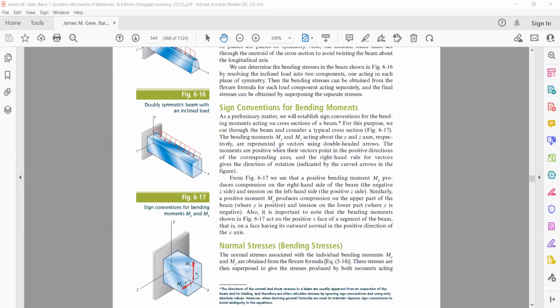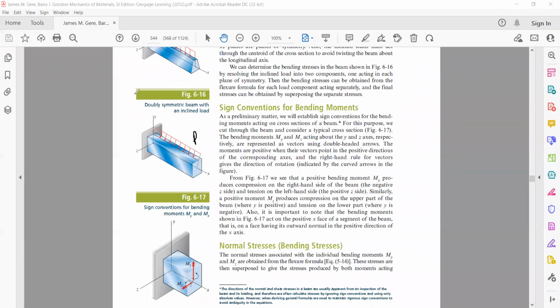Now, we all know that the external deforming force, or the external load that acts on the beam, has a tendency to create stresses in the beam. There are two types of stresses in the beam: you have normal stress, and you have shear stress.